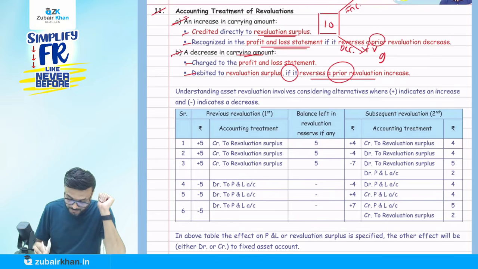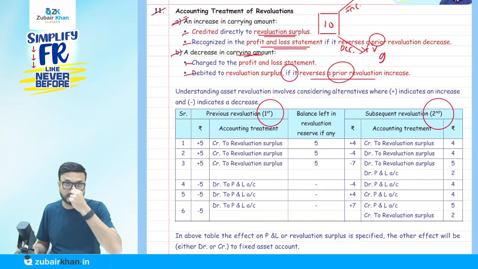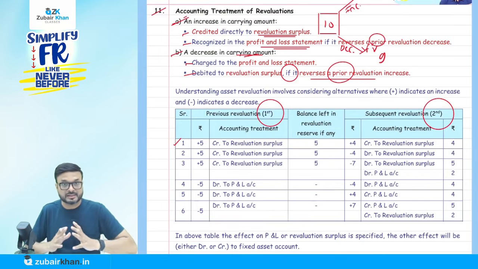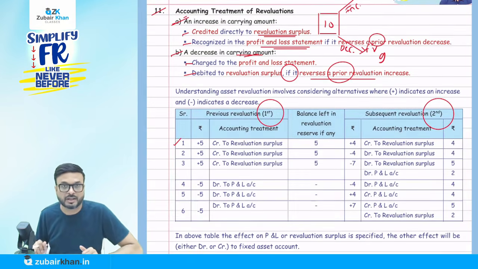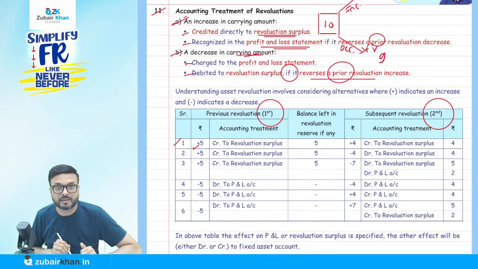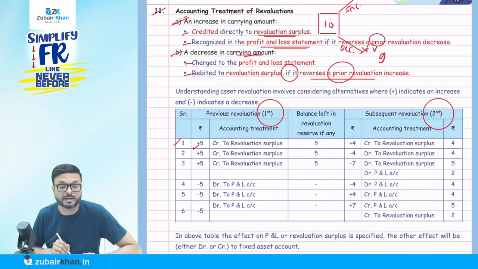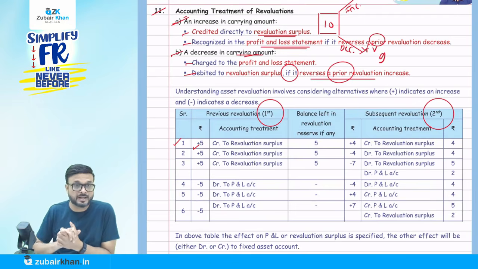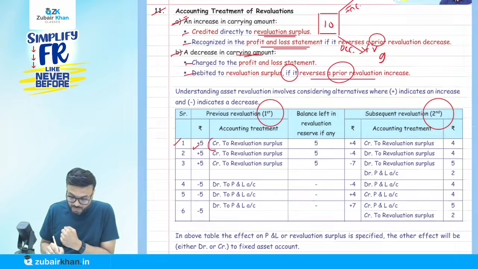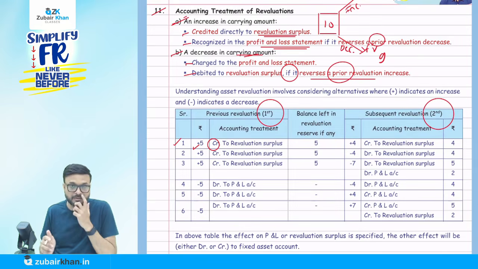Now they say that the first time I have done the revaluation, this is the first time, and this is the subsequent, second time. All are separate points. In the first case, suppose the value increased by 5. Basic accounting: an increase in asset should be debited. So your PP account will be debited by 5 and I will credit the revaluation surplus account. So what entry have we passed here?